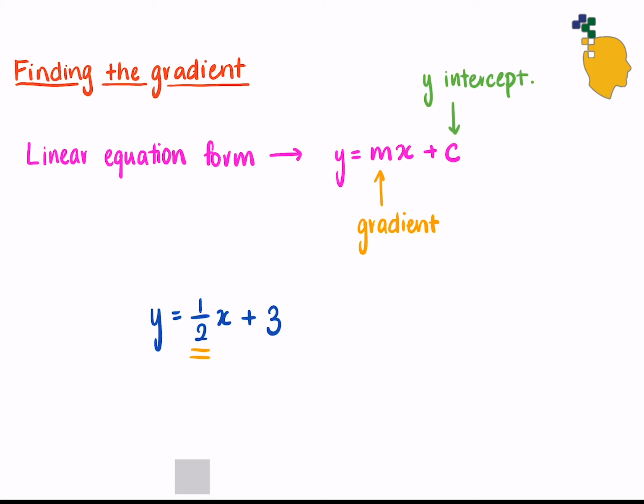The number in front of the x, remember, the m, is the gradient. So the number in front of x is 1 over 2. Therefore, the gradient, m, equals 1 over 2.